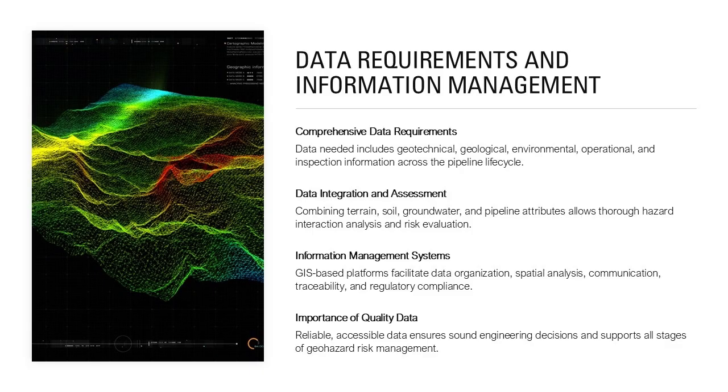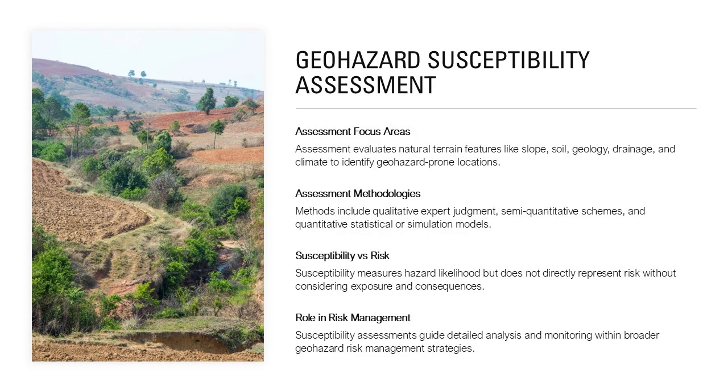Information management systems, such as GIS-based platforms, play a critical role in organizing and visualizing geohazard data. These systems enable spatial analysis, trend identification, and efficient communication across disciplines. They also support traceability and auditability, which are essential for regulatory compliance and continuous improvement. This slide highlights the importance of robust data management practices and explains how high-quality, well-organized data underpins every stage of geohazard risk management, from identification and assessment to monitoring and mitigation. Geohazard susceptibility assessment evaluates how prone a particular location is to specific geohazard processes, independent of pipeline presence.